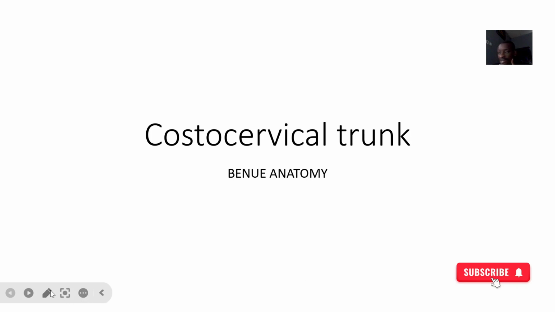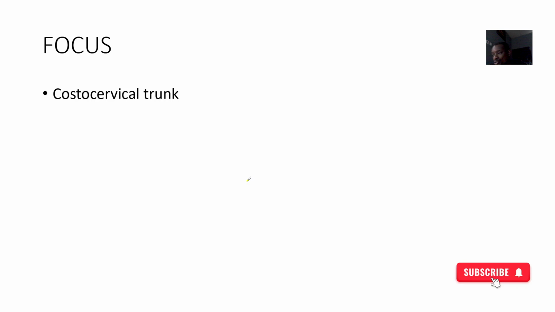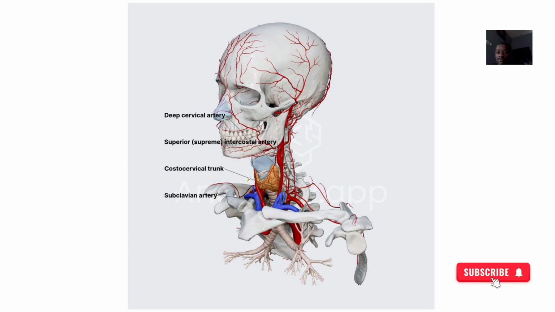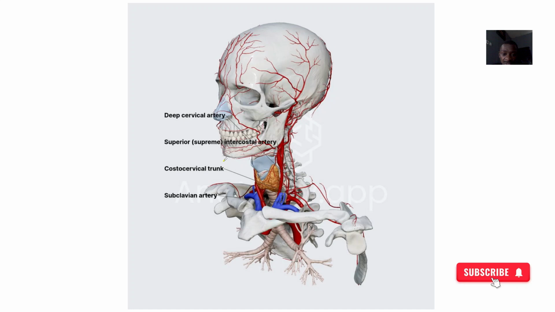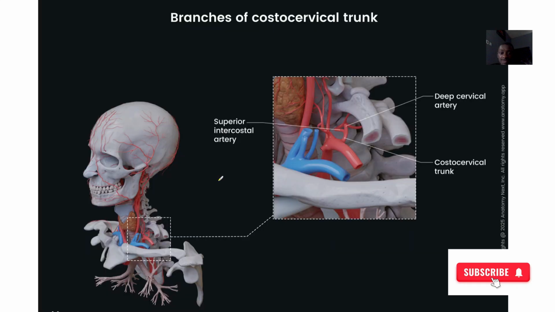Alright, so we'll talk about another blood vessel. This one is a blood vessel around the upper limb, and this is what is known as the costocervical trunk. Looking at this image, this is what the costocervical trunk is. Let's look at the next image. Okay, this is the costocervical trunk.